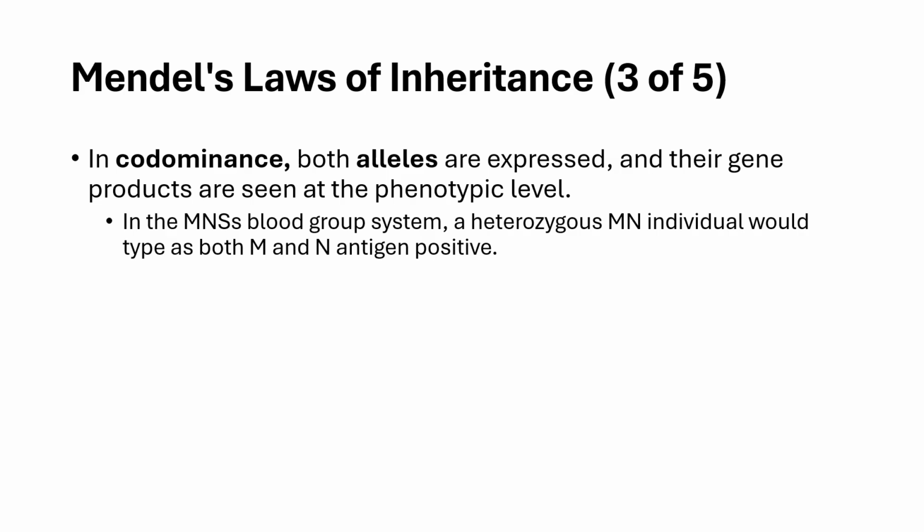So these individuals will type as positive for both M and N antigens, and it will demonstrate the codominant nature of these alleles. The significance of this is understanding codominance, and that it's important for blood typing, transfusion compatibility, and predicting antigen presence in your donors and recipients.